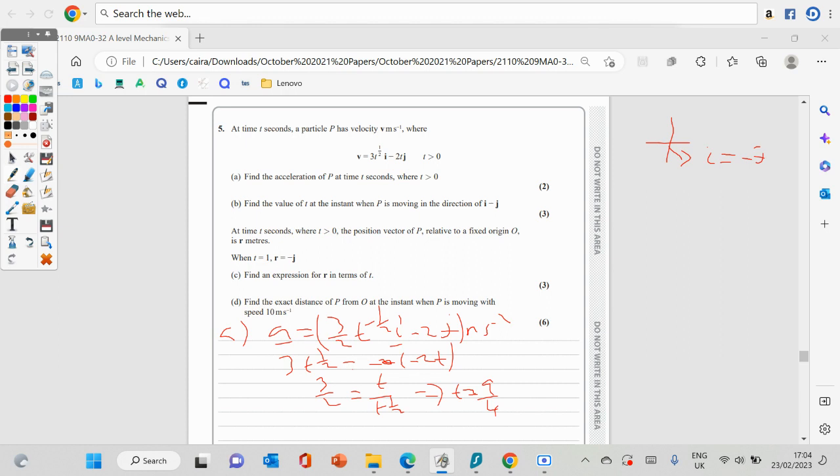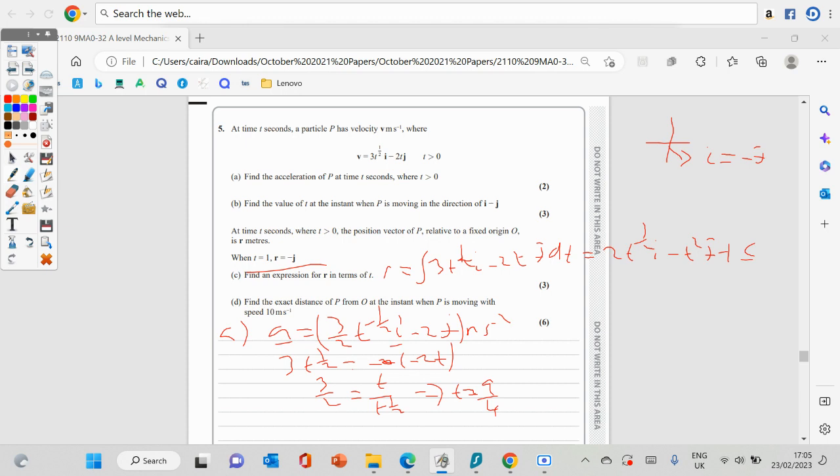Part C, at time t seconds, where t is greater than 0, the position vector of P relative to a fixed origin O is r meters. When t is 1, r is minus j. Find an expression for r in terms of t. So r is displacement. If I've got velocity and I want displacement, I need to integrate this thing. So r is the integral of 3t to the half i minus 2tj, which is going to give you 2t to the 3/2 i minus t squared j plus some constant c.